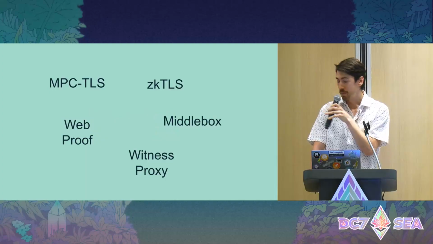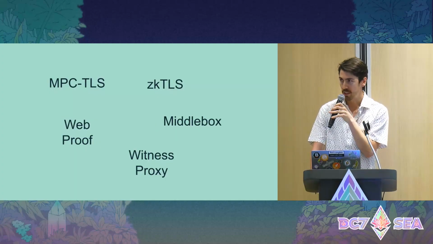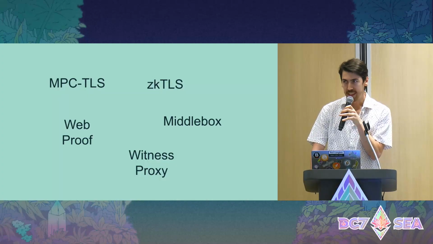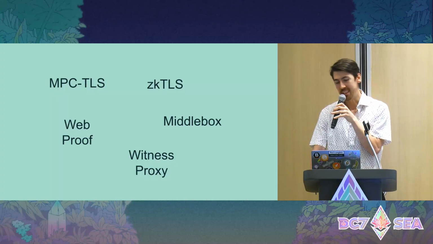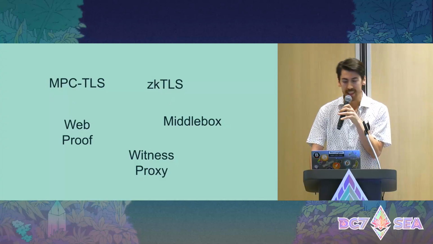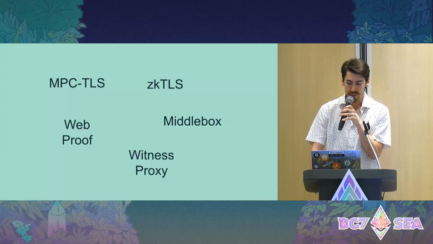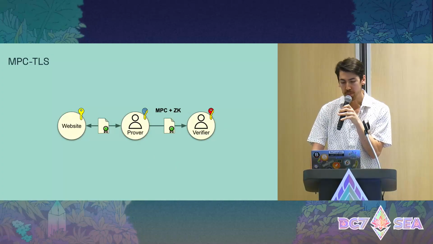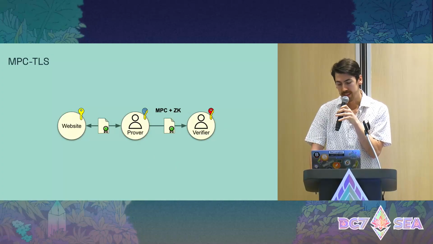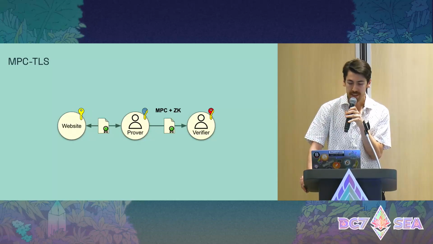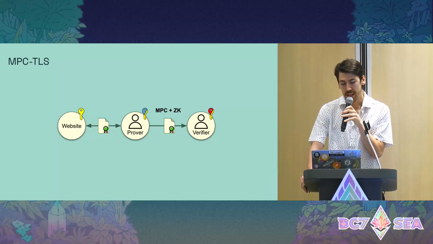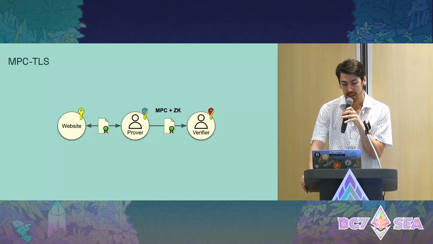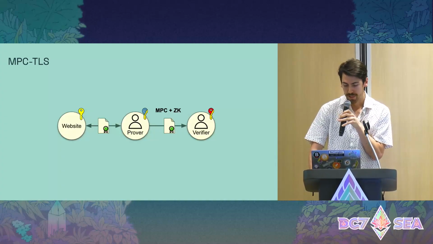I'm not sure if you've come across this jargon before. There are multiple different terms and approaches for generally the same thing: MPC TLS, ZK TLS, web proofs, TLS middle boxes, witness proxy. They're all essentially trying to do the same thing. We've implemented MPC TLS, which leverages multi-party computation and zero-knowledge proofs to allow a prover to privately disclose data to a verifier in a malicious secure way.